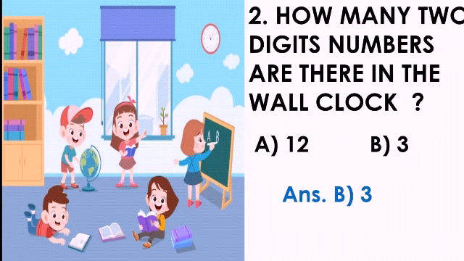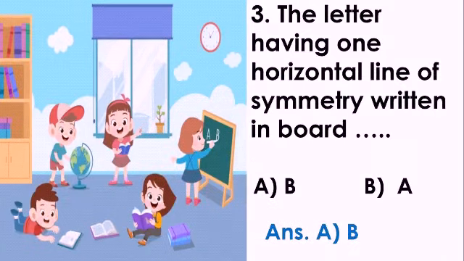How many numbers are there? First of all you check. Then you have to find how many numbers are 2 digit. 2 digit means ones and tens place should be there. So, you can easily find out that the answer will be 3 because 10, 11 and 12 are there in the clock. So, 10, 12 and 11 are 2 digit numbers. Now, let us check the third question.